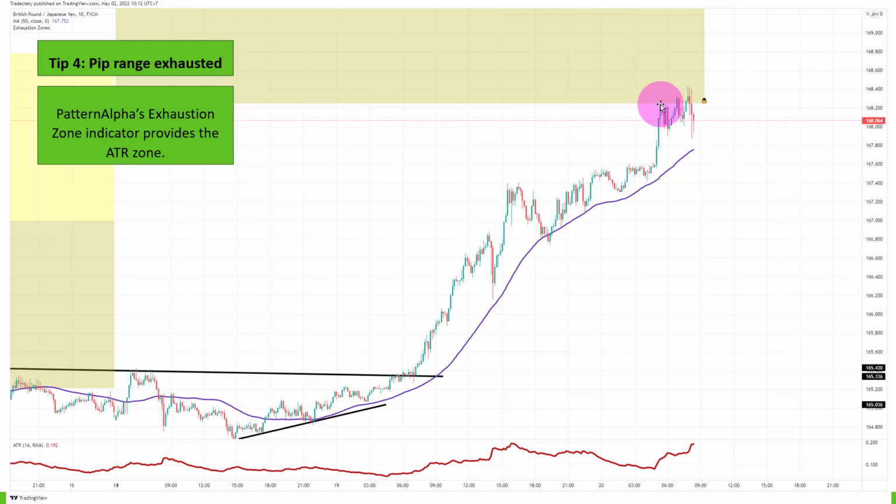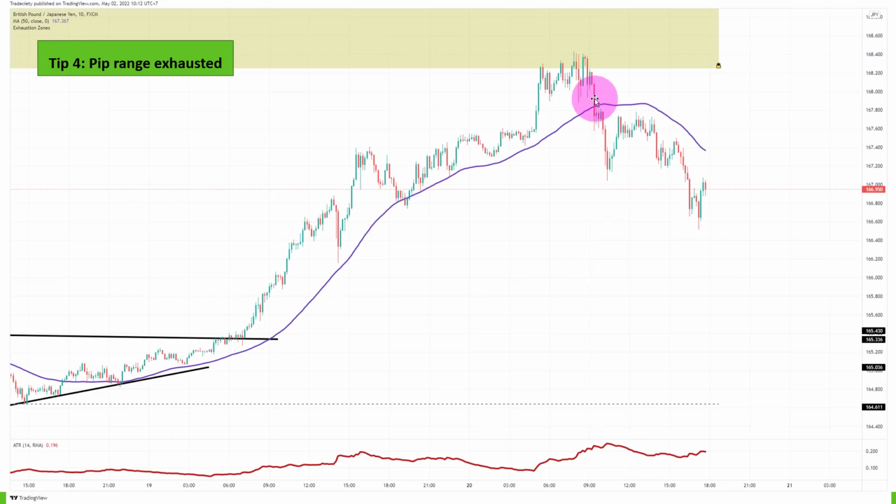Also, if you're a reversal trader, you could start looking for reversals after the market has exhausted the pip range, especially if you're also looking at a trend in wave 5 or wave 7, and then other things are coming together. You could draw a trend line here for a breakout, for example, and then you can see as the market moves away from the exhaustion zone, dips back below the moving average, we're starting wave 1, corrective wave 2, and then impulsive wave 3, and so on and so forth.